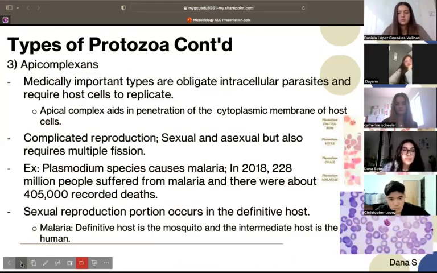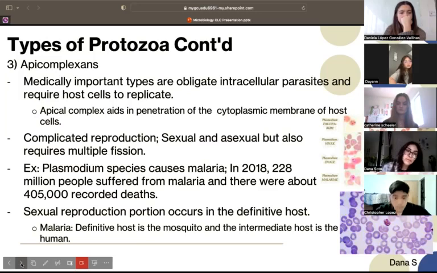And then for my third one, I wrote apicomplexans, and then the medically important types are obligate intracellular parasites and require host cells to replicate. And basically, the apical complex aids in the penetration of the cytoplasmic membrane of host cells. So that's just something that helps them to essentially get into it. And then they have complicated reproduction cycles because they utilize both sexual and asexual, but they also require multiple fission.